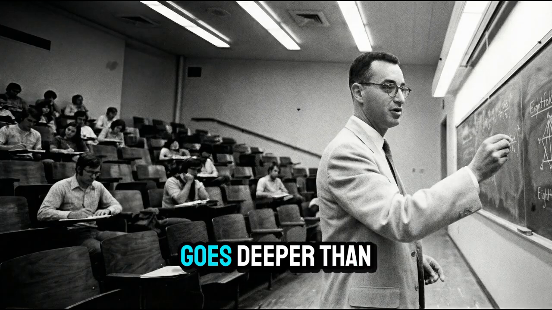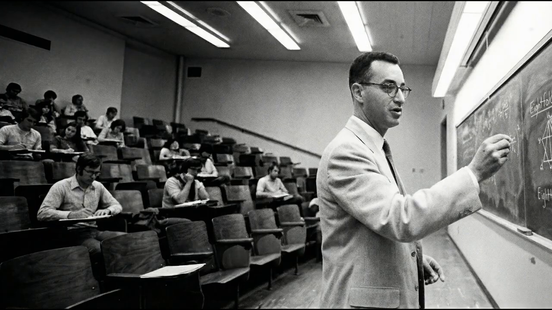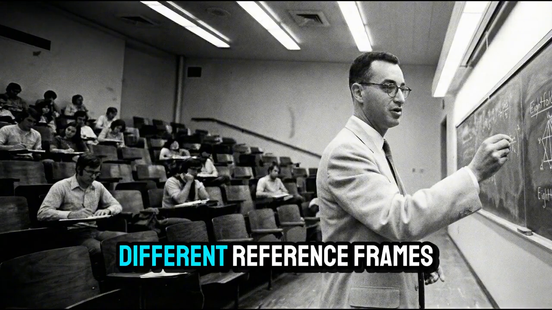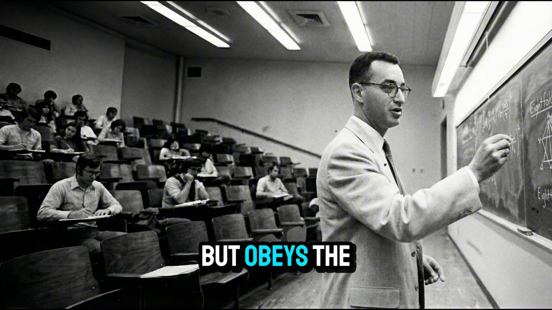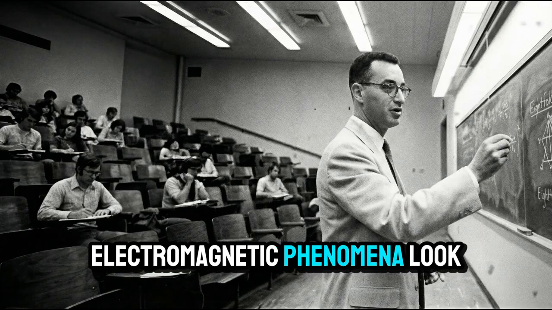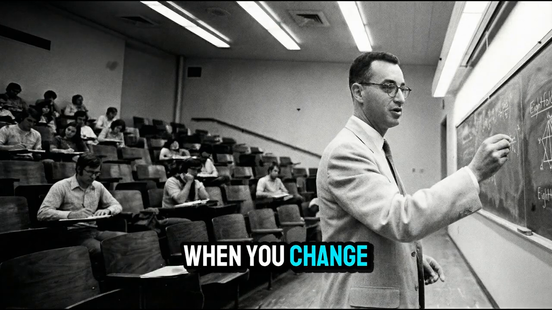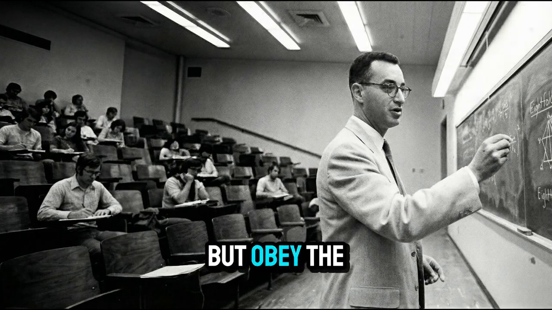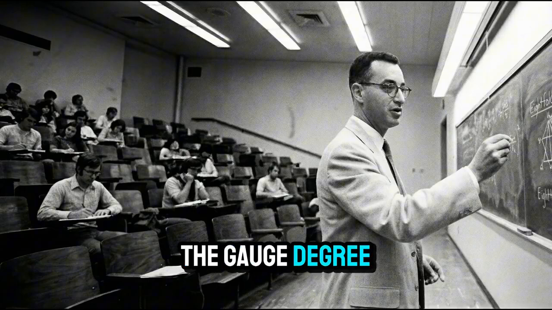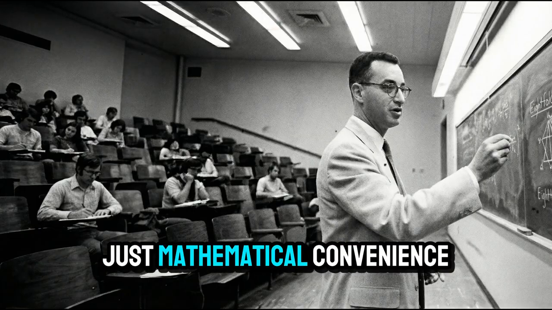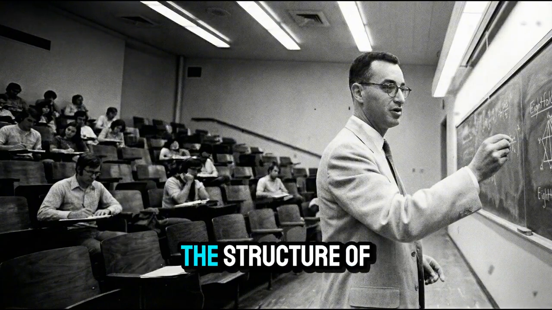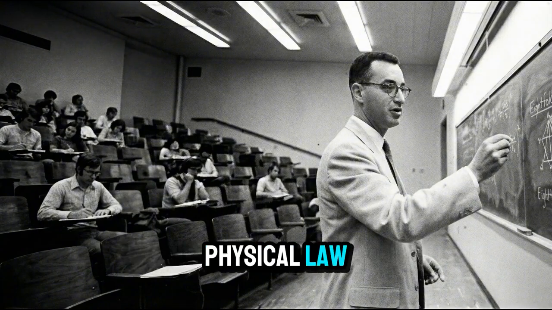But the analogy goes deeper than you might expect. Just as the coin's motion looks different from different reference frames but obeys the same fundamental laws, electromagnetic phenomena look different when you change your gauge choice but obey the same underlying physics. The gauge degree of freedom isn't just mathematical convenience. It's telling us something profound about the structure of physical law.